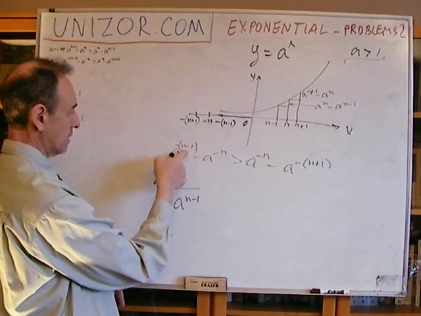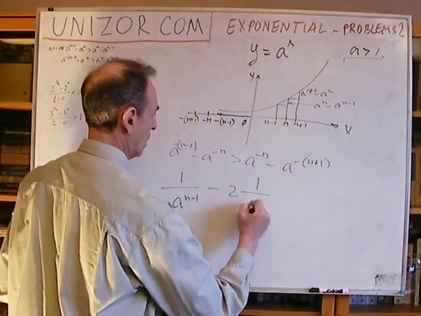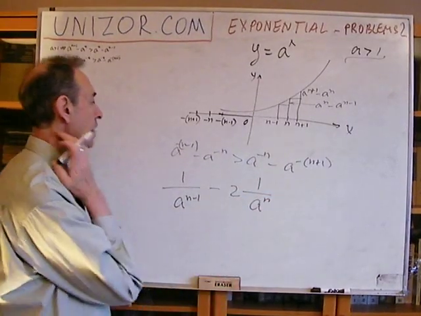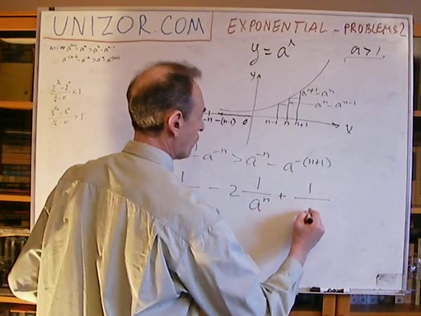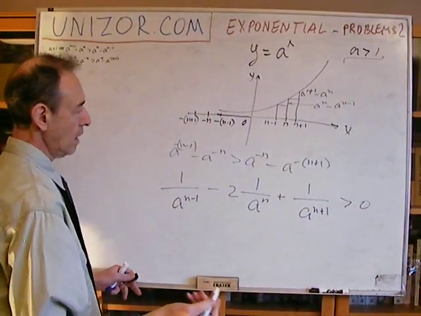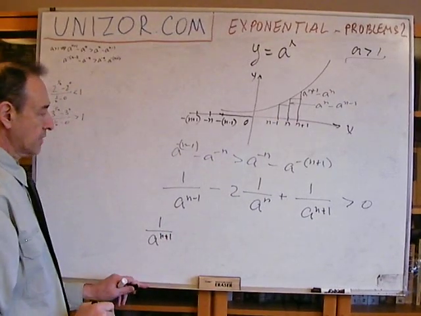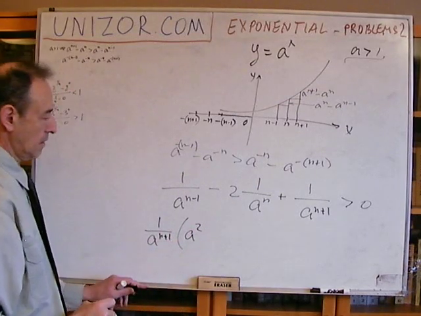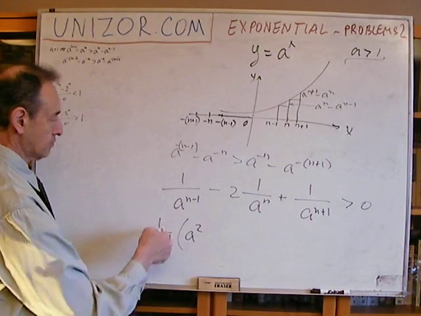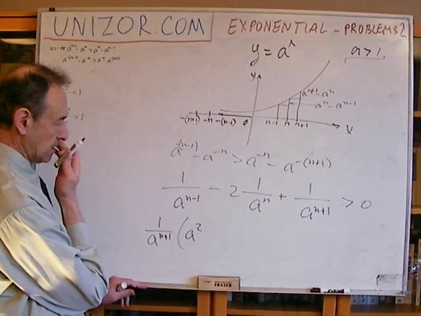A to the power of minus n minus 1 is 1 over a to the power of n plus 1 by definition. Minus 2 times, I inverted a to the minus n as 1 over a to the n, and plus 1 over a to the n minus 1. I have to prove that this is greater than 0. How can I do it? Well, if I will factor out a to the power of minus n minus 1, I will have a square here. Indeed, if you will put a square multiplied by a to the power of minus n minus 1 in parentheses, you will get minus n minus 1 plus 2, which is a to the power of minus n plus 1.